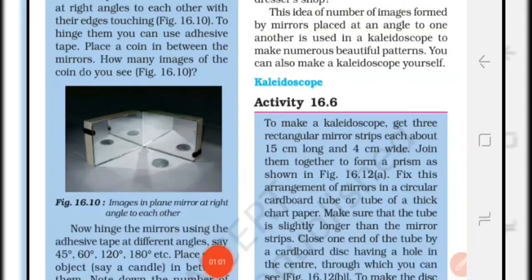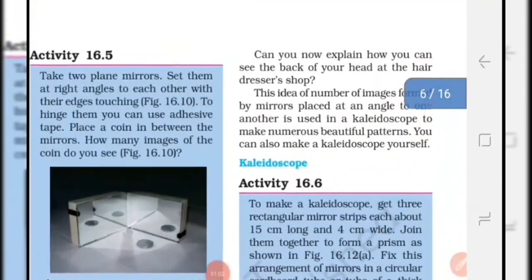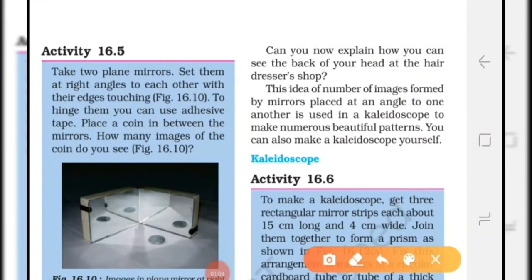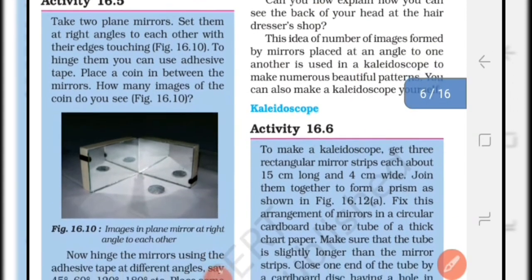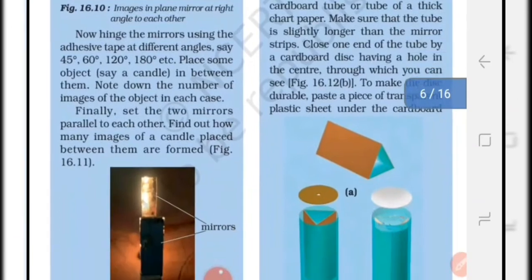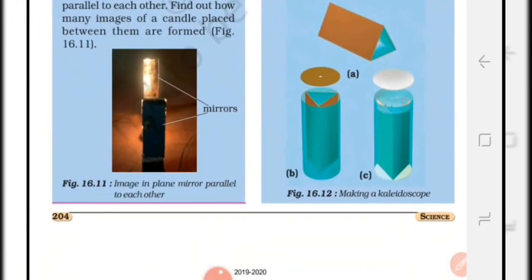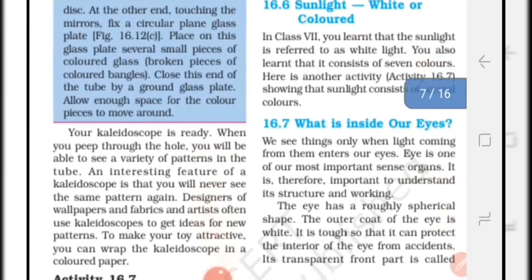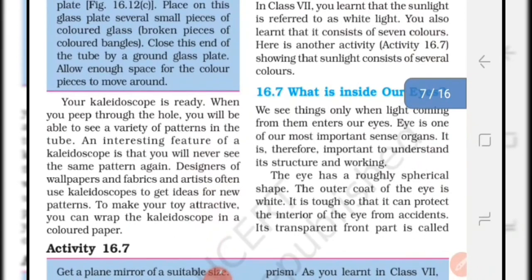Students, now let us know about the Kaleidoscope. This idea of the images formed by mirrors placed at an angle to one another is used in the Kaleidoscope to make numerous beautiful patterns. In activity 16.6, you have to make a Kaleidoscope by yourself. It is a very interesting activity, students. The process is given here.